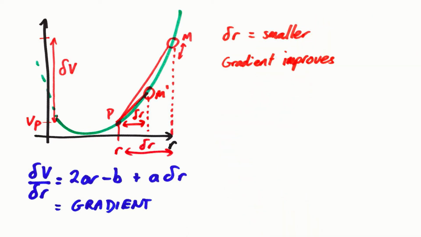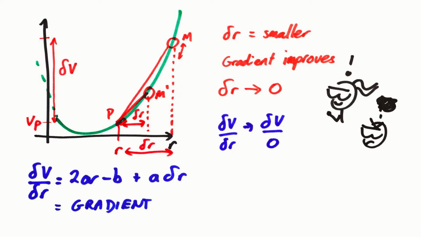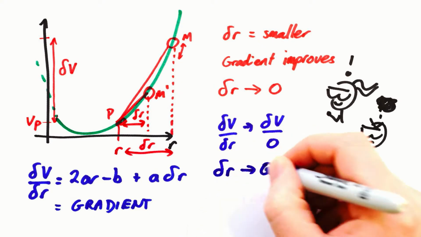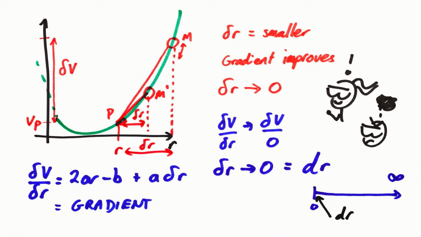Surely then we get the best possible result when point M is as close to point P as possible. The problem is that this means delta r becoming 0, and this means that in our fraction we've divided by 0, a practice best avoided in maths. However, if we bring delta r as close to 0 as we possibly can, we create something called an infinitesimal, notated as dr. An infinitesimal is a value so small that there is no value between it and 0. It is as complex a concept as infinity, just at the other end of the scale.